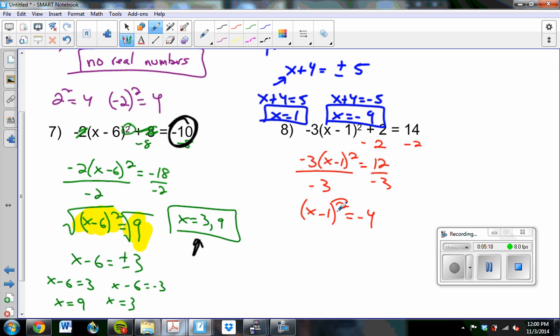I have a square equal to a negative number. This has no real solutions. I can't go any further. If you try on your calculator, it'll give you an error. You try to square root negative 4.